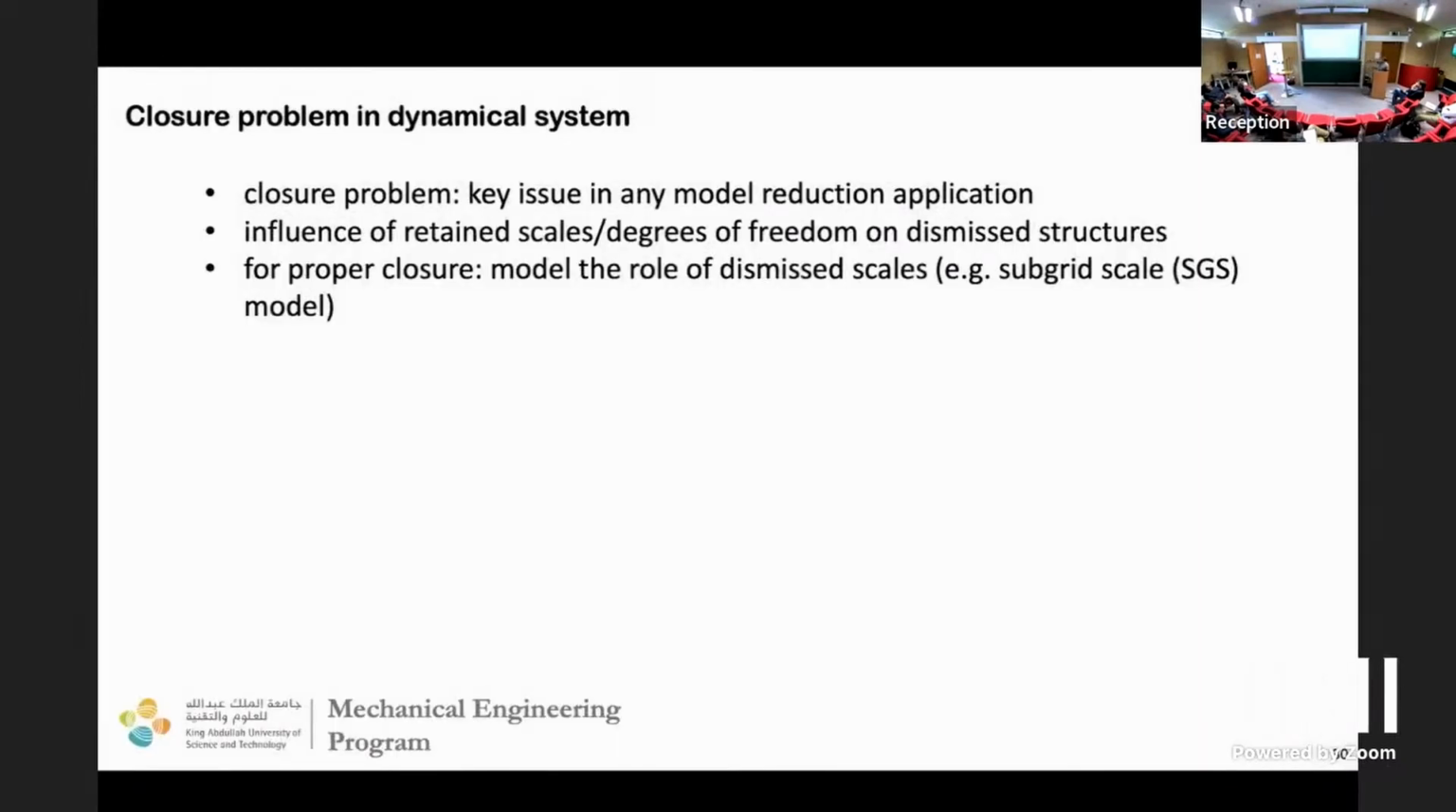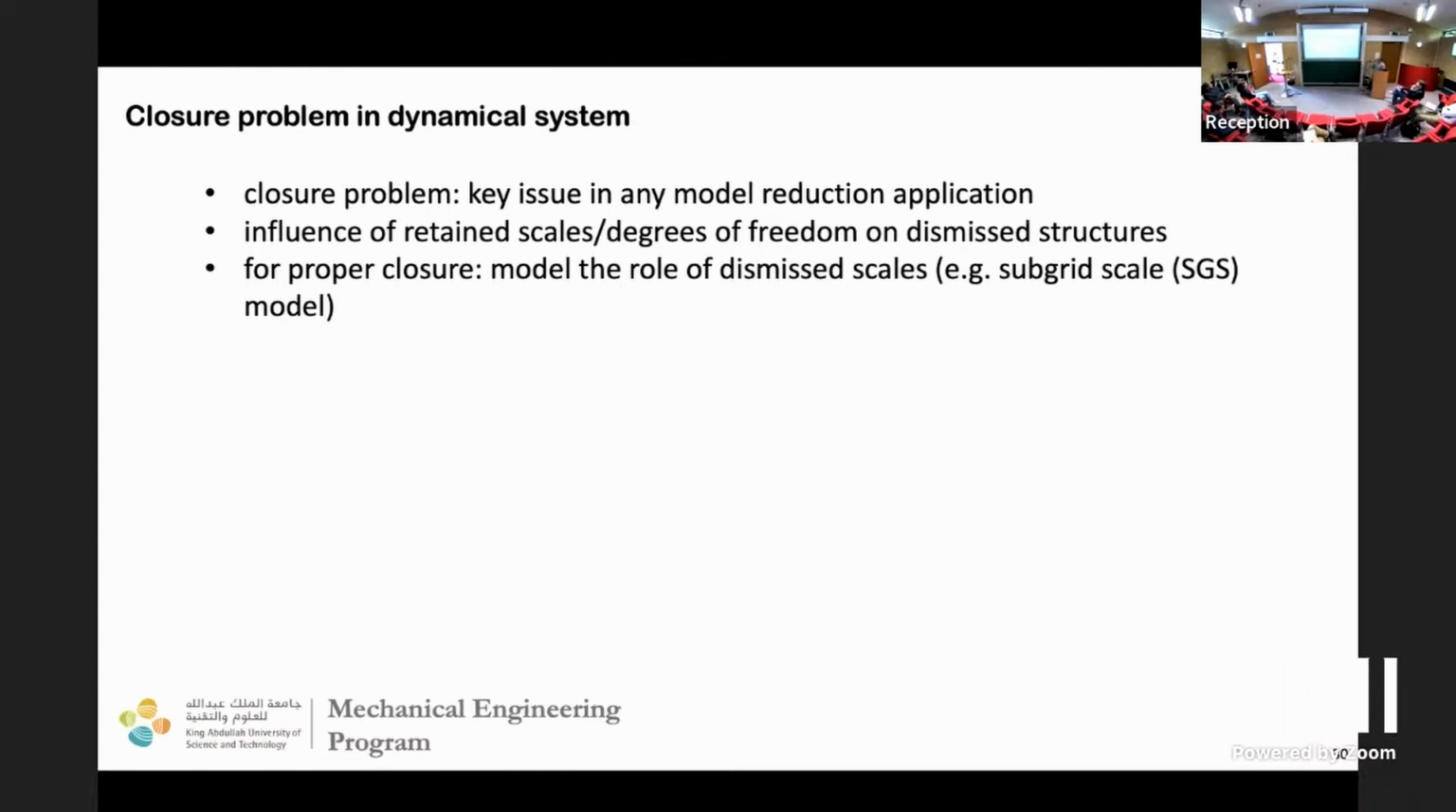All right, so this was part one of the talk. Let's now change gear a little bit and talk about closure problems in dynamical systems. That is joint work with George Rigas. The closure problem is a key issue. Every time you do a model reduction, you have to decide what you keep and what you throw away.